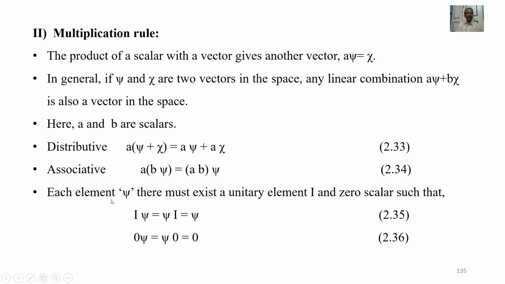For each element psi there exists a unitary element I and a zero scalar such that I psi is equal to psi I, which is equal to psi. 0 psi is equal to psi multiplied by 0, which is equal to 0. 0 multiplied by psi is equal to psi multiplied by 0, which is equal to 0.